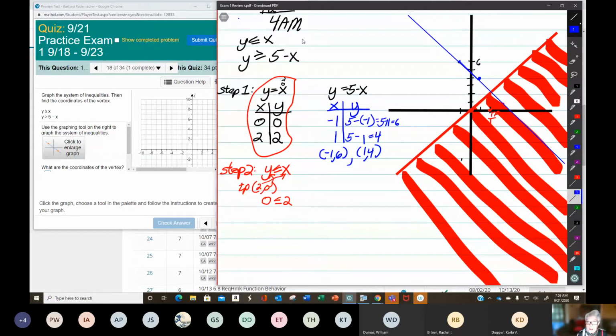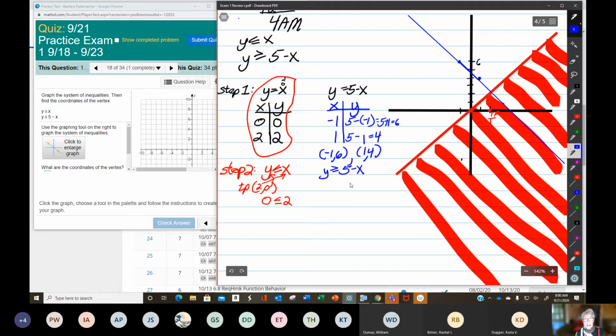Now that I have graphed the line, I acknowledge that this is an inequality. It's not just the equal sign. The equal sign is just the straight line part. Now I have to shade. So I go to what this really is, which is y is greater than or equal to 5 minus x.